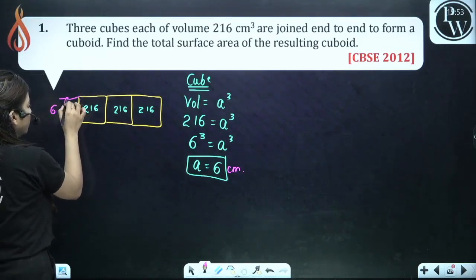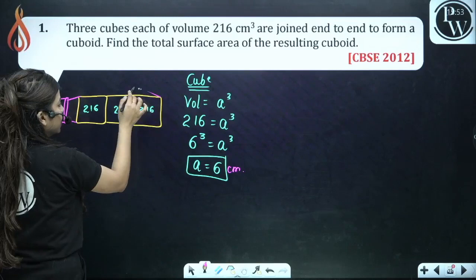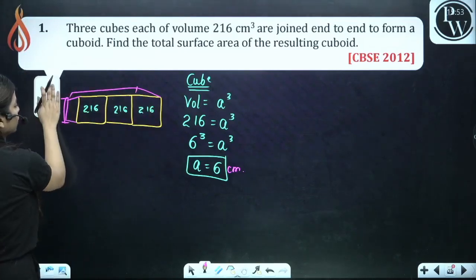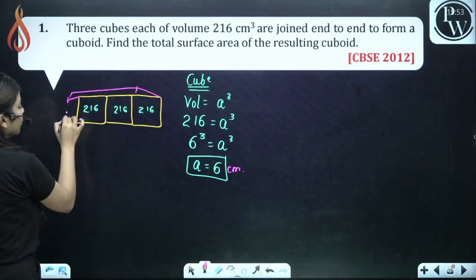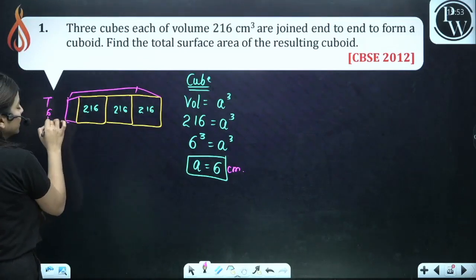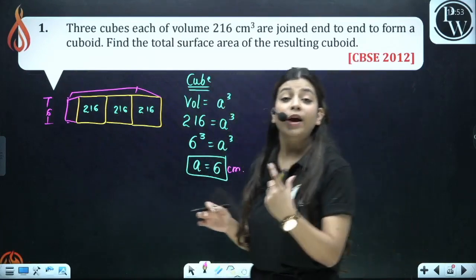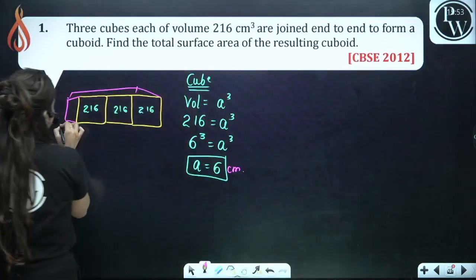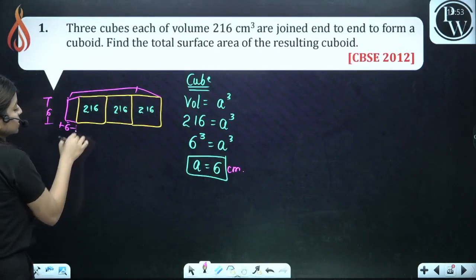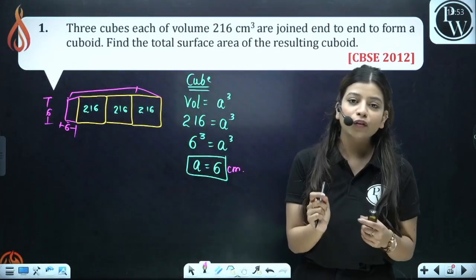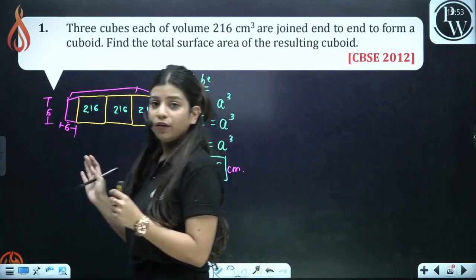If I talk about this figure, if this is a cube like this, the height of the cube will be the same as the side of the cube, right? And if I talk about the breadth of the cube, the breadth will again be the same as the side of the cube. The side of the cube will be the same as the breadth of the cuboid.